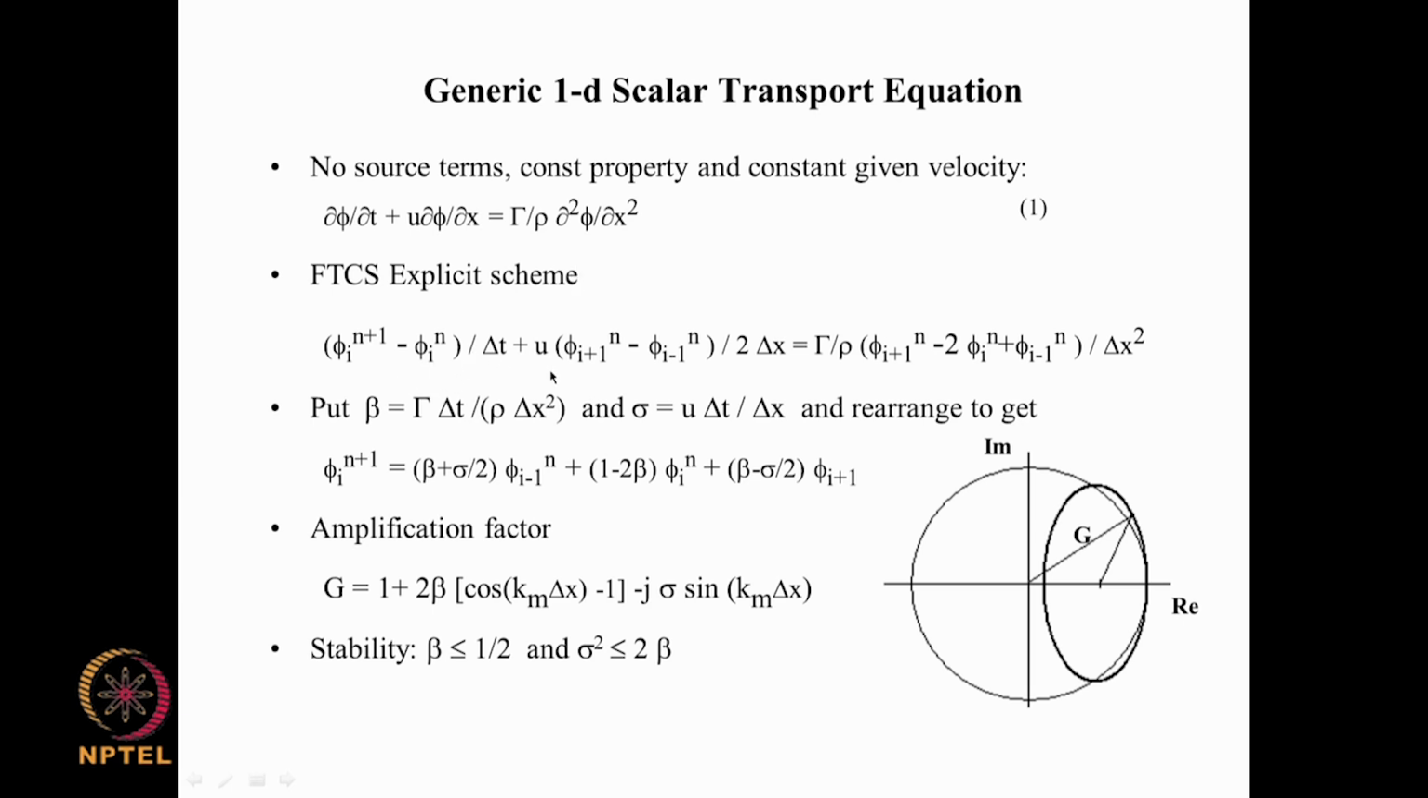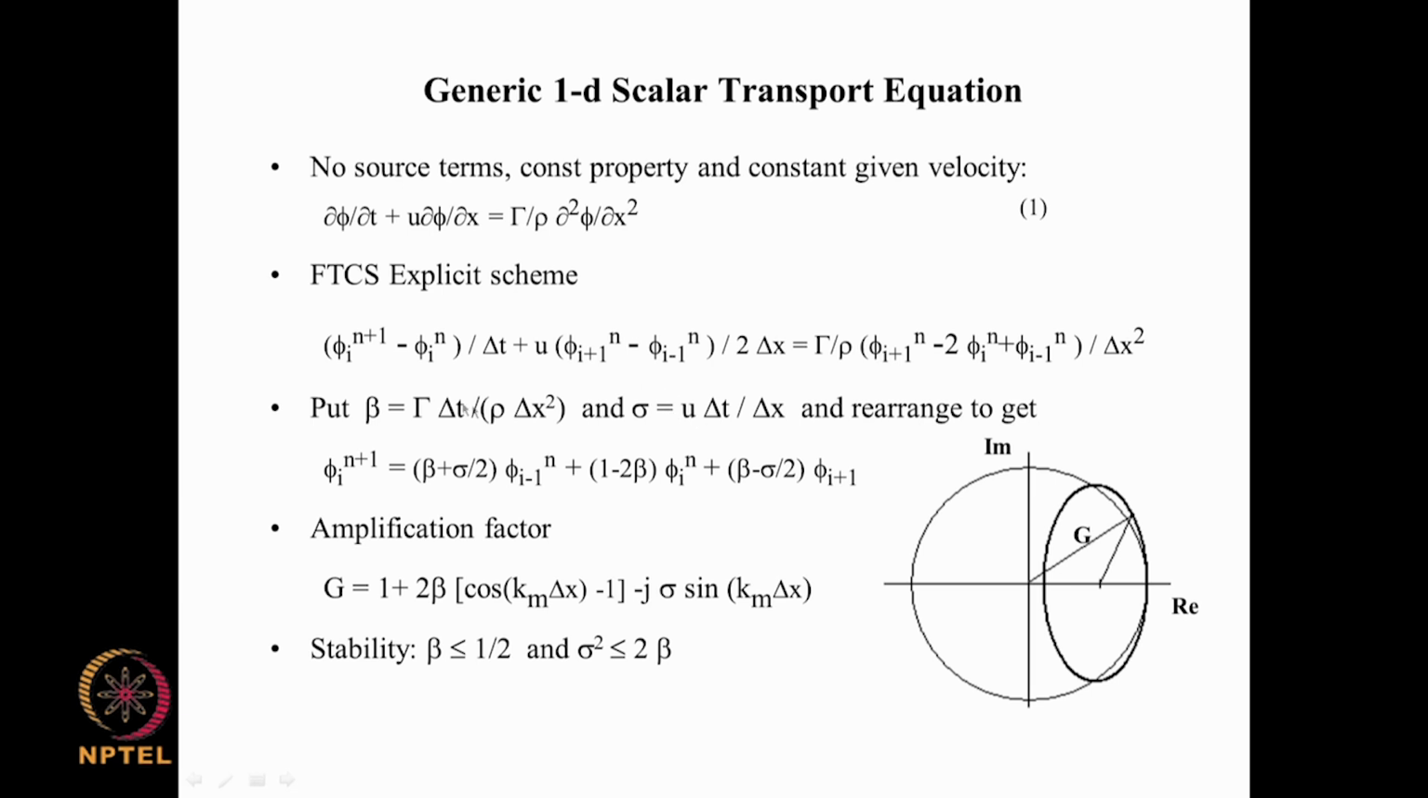Okay, so for simplicity we can put here delta t times u divided by delta x, so we have a Courant number term which is coming from the advection term here, and then similarly delta t times gamma by rho divided by delta x square. So, that gives rise to something like a diffusivity term. So, we can put this as another non-dimensional parameter beta. So, we put beta equal to gamma delta t by rho delta x square, and we put the Courant number sigma equal to u delta t by delta x.